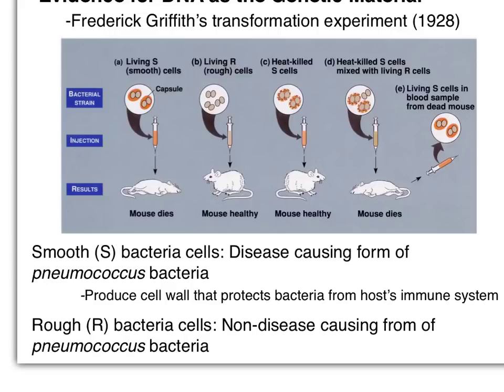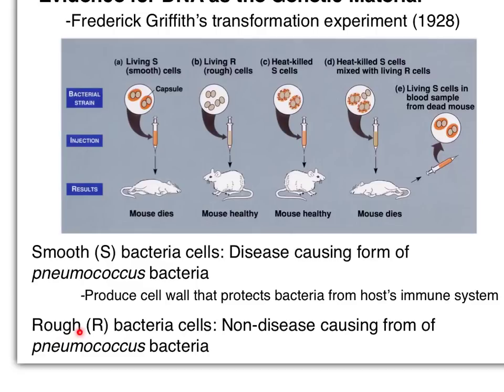that, at the time, scientists knew quite a bit about. The types of bacteria actually come from a strain of bacteria known as Pneumococcus. You may have heard of pneumonia before, and Pneumococcus is the strain of bacteria that causes pneumonia. And the pneumococcal strain comes in 2 different varieties. There's a smooth strain and a rough strain.